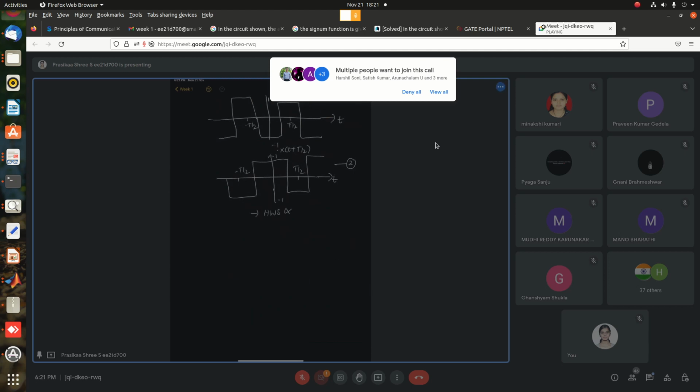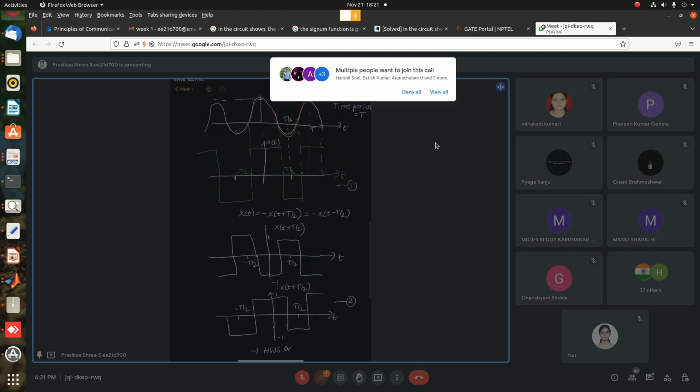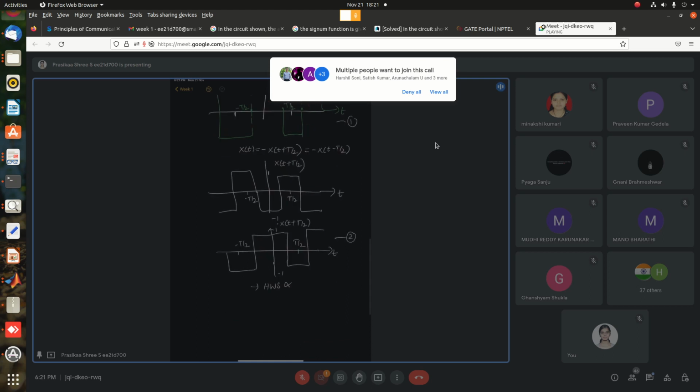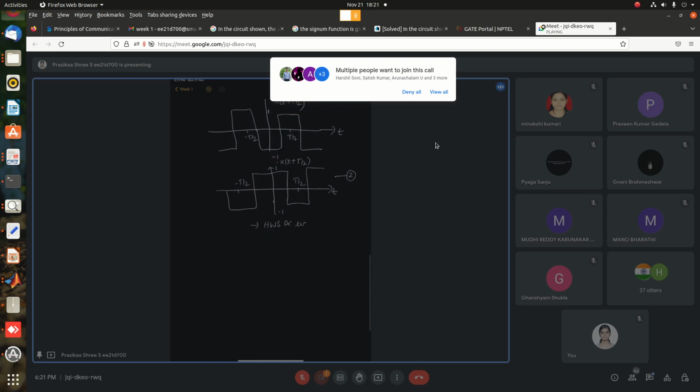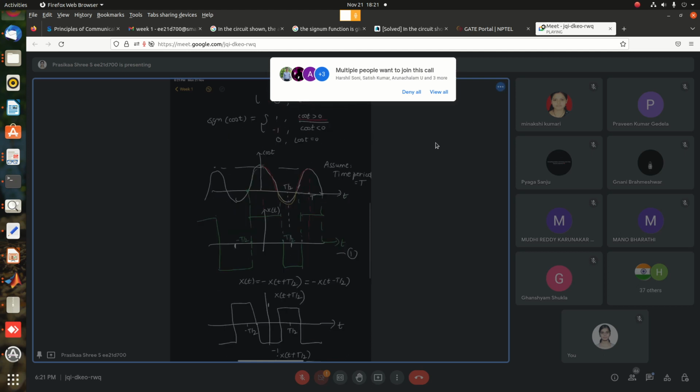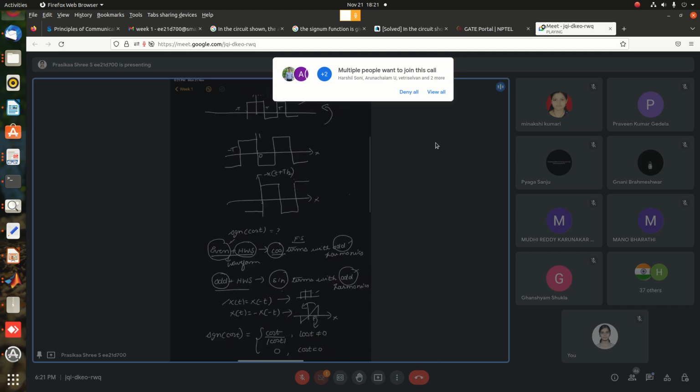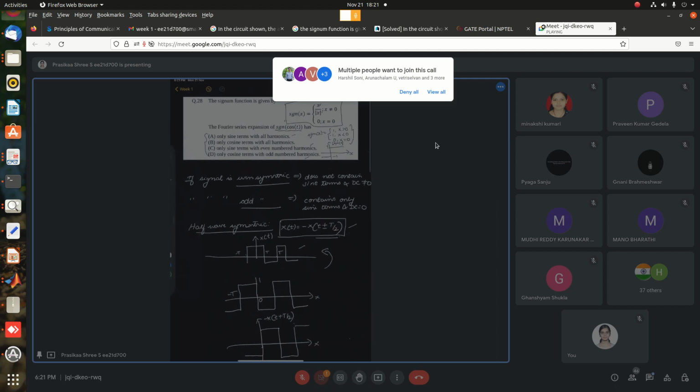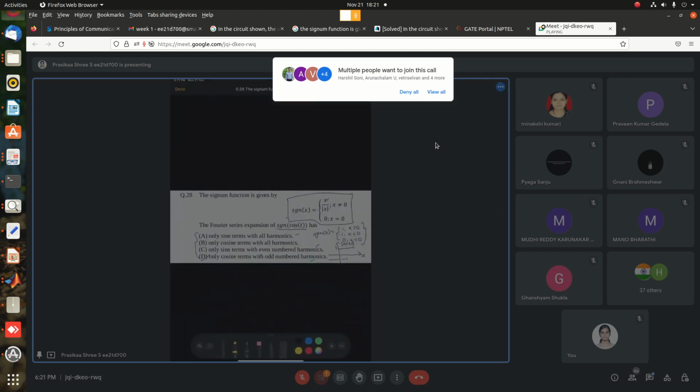And the signal is also even. If you are flipping along the y-axis, the signal still remains the same. So it is even. What I said, whenever the signal is half wave symmetric and even, the Fourier series expansion will have cos terms with odd harmonics. Cos terms with odd harmonics. Therefore, the option is B.